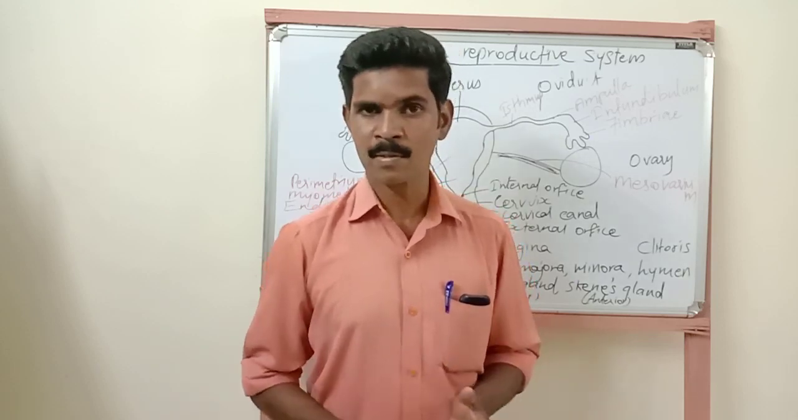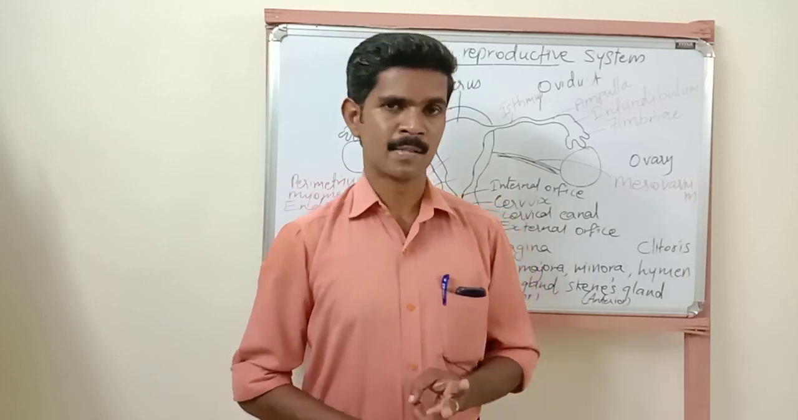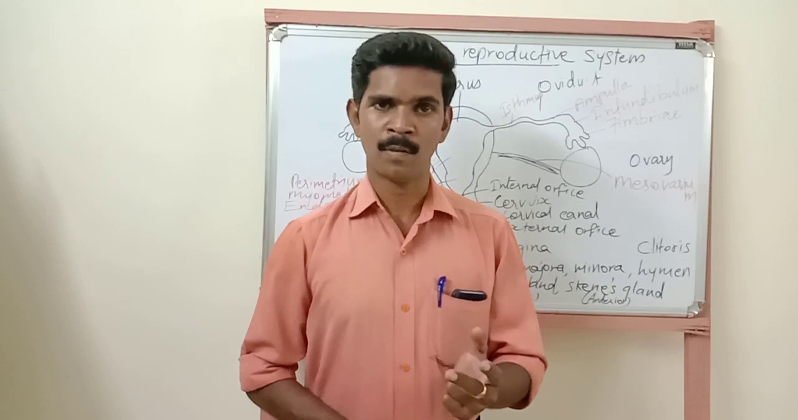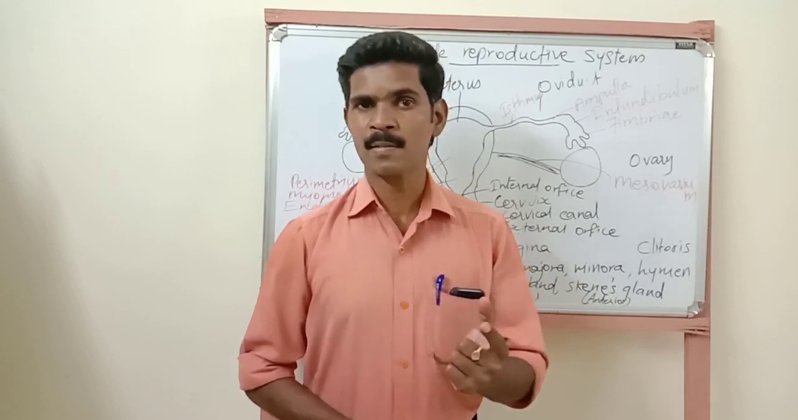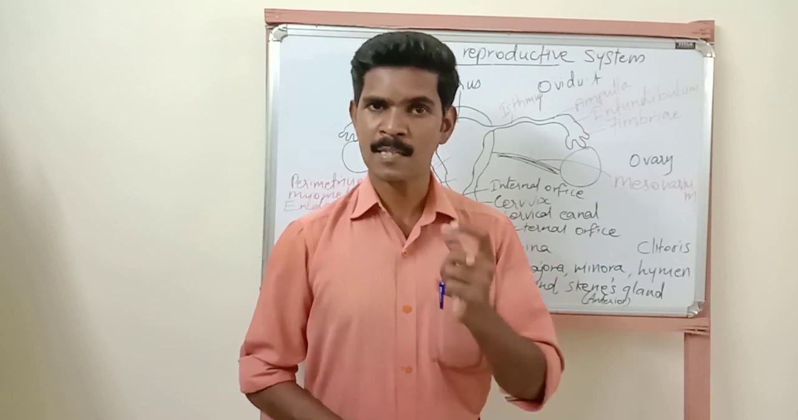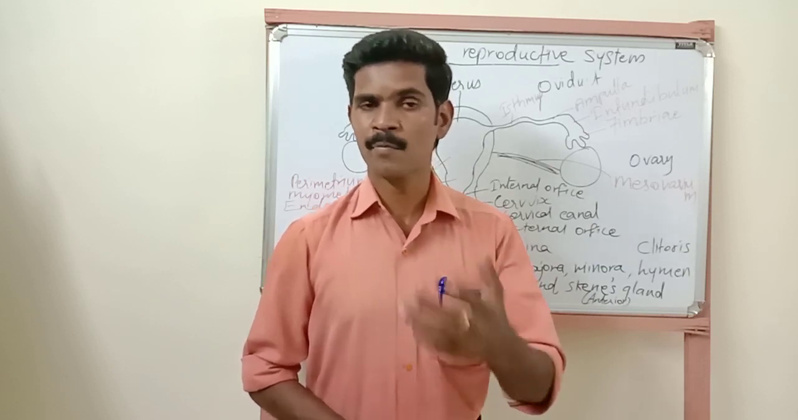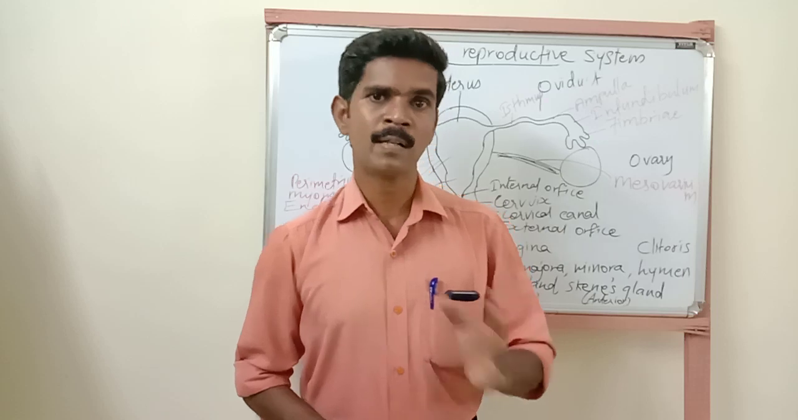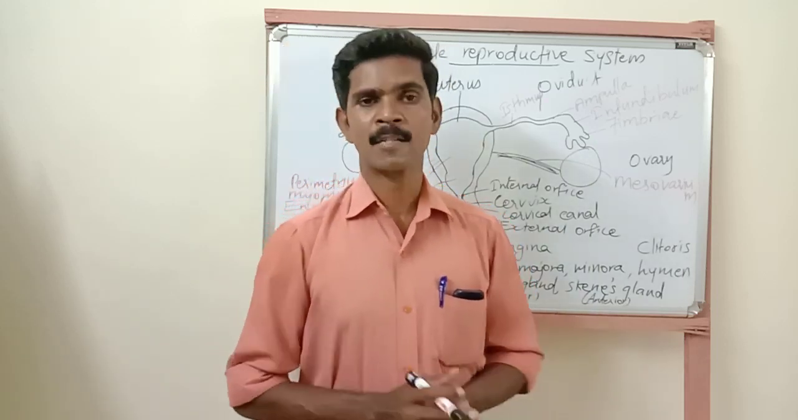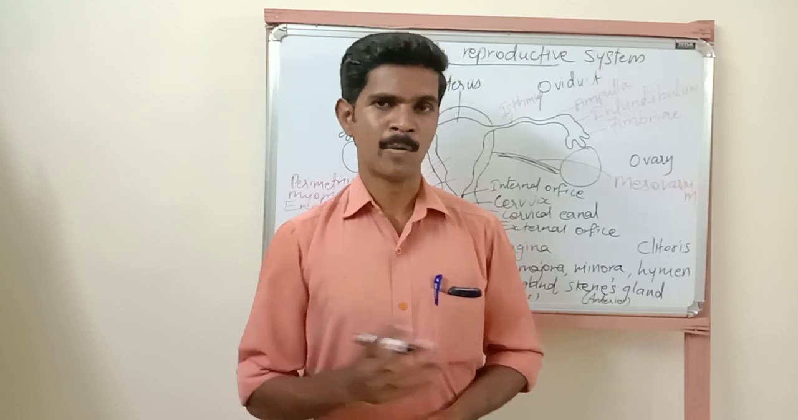So the female reproductive system performs three important functions. The first is producing the female sex cell, the egg or ovum. The second is producing female sex hormones. And the third important function is providing food to the developing fetus. Understand? Okay, now I explain all the organs one by one.